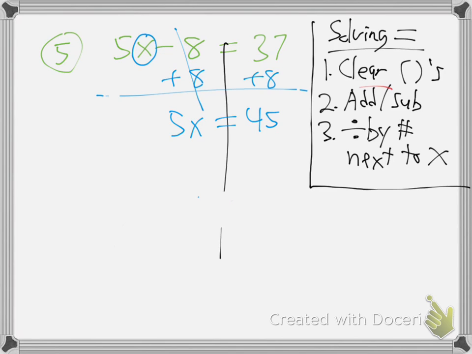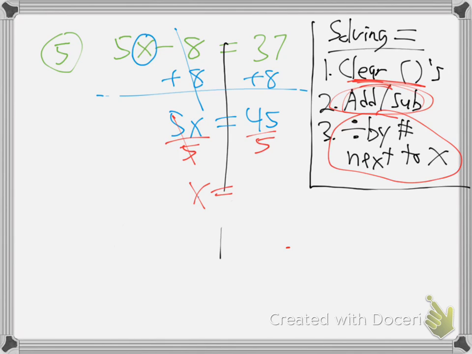Now x wants to be alone. Now what do we do? So we do the adding, subtract. We didn't have any parentheses. We'll have that later. Add, subtract. We did our adding and subtracting. And now last step is always divide by the number next to x. Divide both sides by 5. Because that gets x alone, huh? And that'll be 9. That good? How we doing? Are we extremely happy about that one?